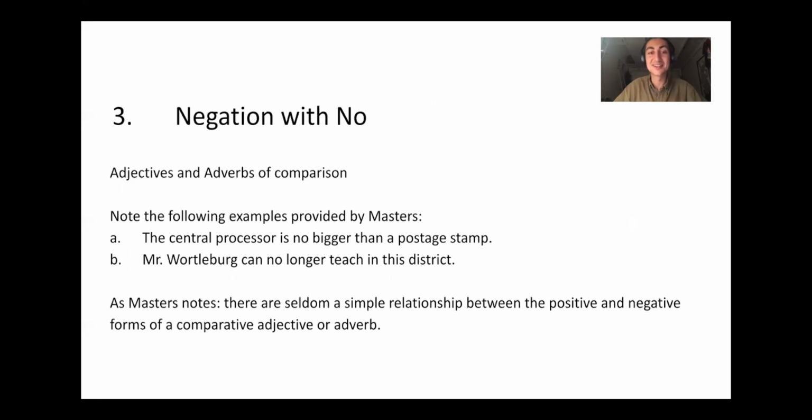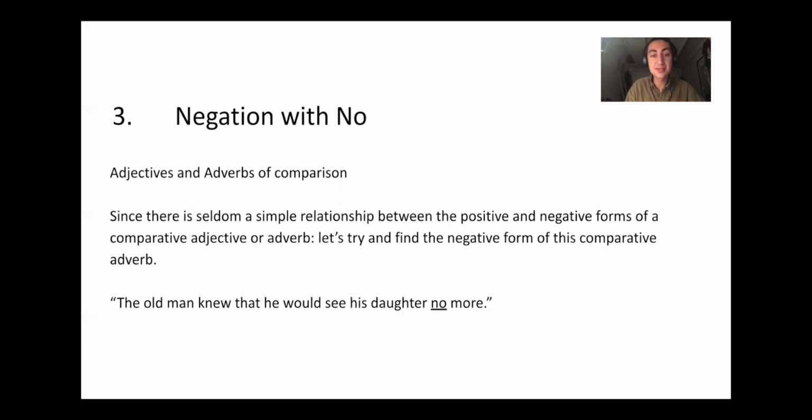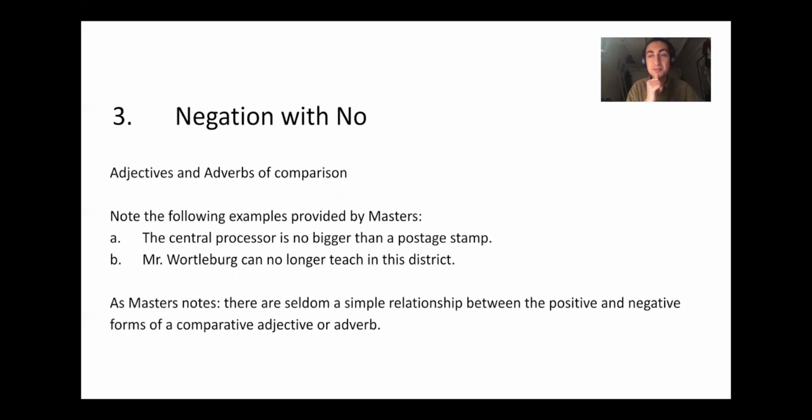As Masters notes, there is seldom a simple relationship between the positive and negative forms of a comparative adjective or adverb. If we were to try to flip these sentences, it would be something like, the central processor is bigger than the postage stamp. Masters argues that this phrase means that it's the same size, so the opposite could also be the central processor is no smaller, is literally smaller than a postage stamp.